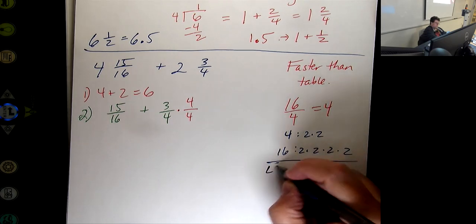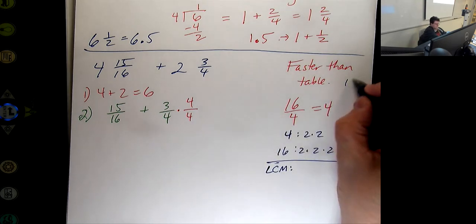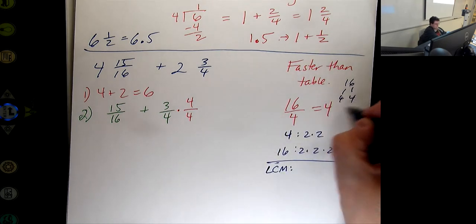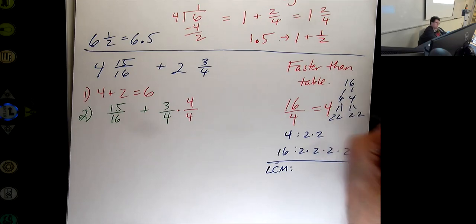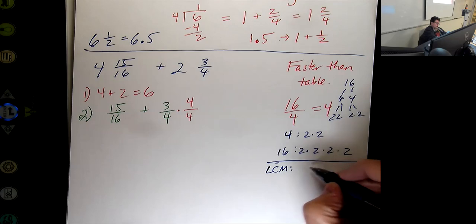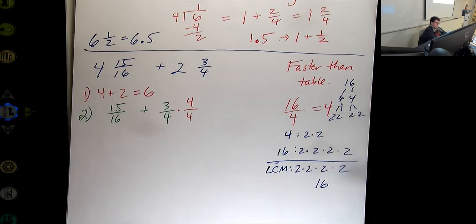Does everyone understand how we got those multiples? 16 is 4 times 4. And these are 2 times 2. And so 2 times 2 times 2 times 2 is 16.